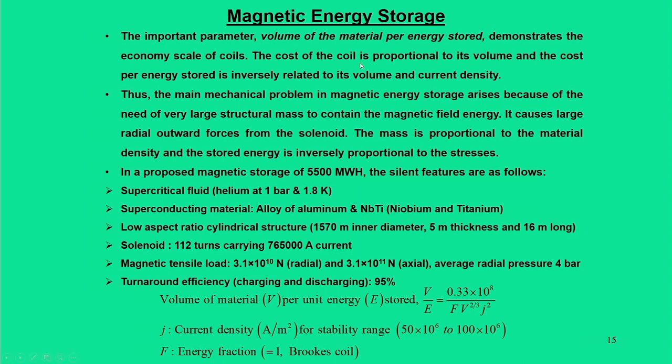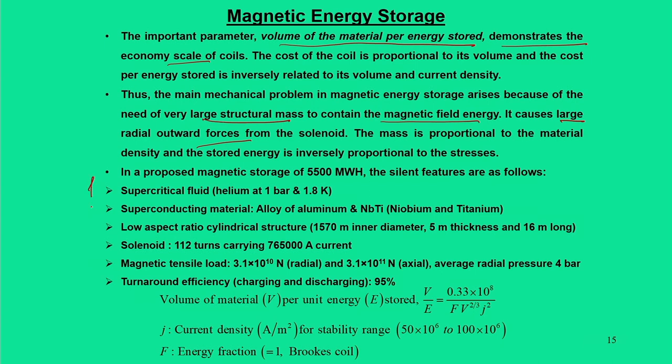So, that is the idea: the design of magnetic storage systems requires knowledge of an important factor, that is, the volume of the material per energy stored, which demonstrates the economy of scale of the coil. The cost of the coil is proportional to its volume, and the cost of energy stored is inversely proportional to volume and the current density. Hence, the main mechanical problem associated with magnetic storage is the very large structural mass needed to contain the magnetic field energy. But a high magnetic energy gives a large outward force for the solenoid. So, a balancing approach is made in which we can choose the mass of the material and the amount of energy requirement.